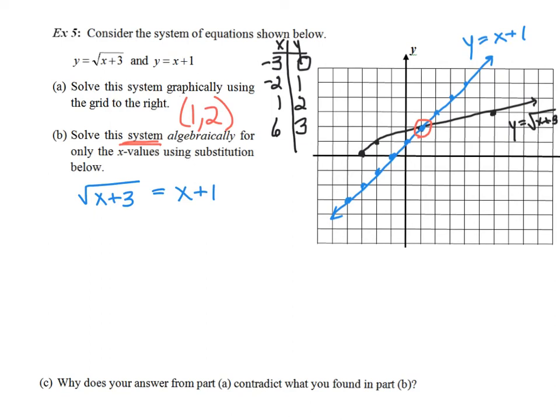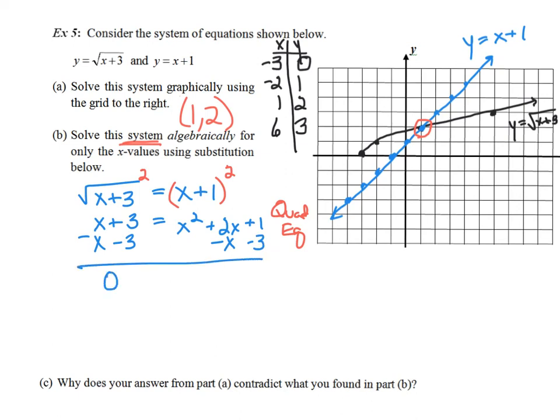Now this is all set up with the radical by itself, so like on our previous notes, I'm going to square both sides of my equation. On the left side, squaring the square root just gives me x plus 3. On the right side, we're going to square this binomial, so square the first term, x squared. Take twice the product of the two terms, so plus 2x, and then square the last term. This is a quadratic equation, so I'm going to solve the quadratic. Let's subtract x and subtract 3 from both sides of the equation.